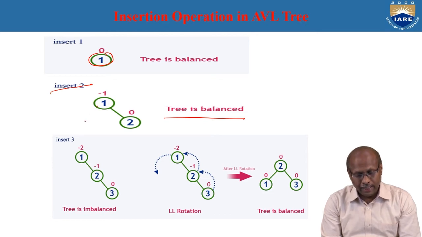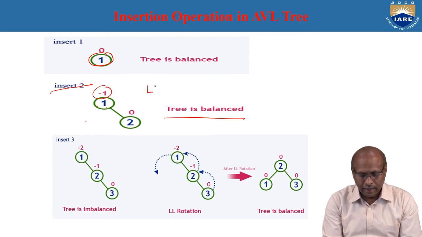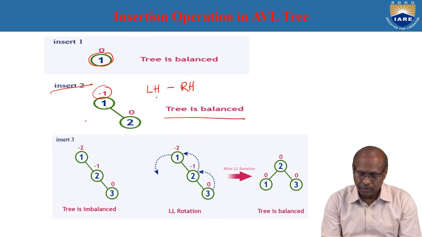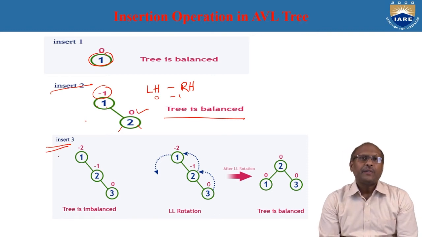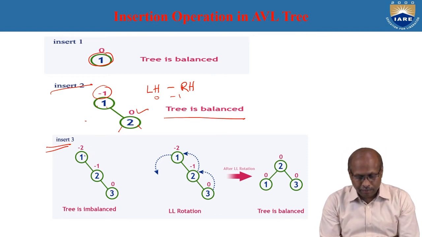Why? Because left height is 0, right height is 1. So 0 minus 1 is -1. Because always you have to subtract left height minus right height. For 2, left height is 0, right height is also 0. So 0 minus 0 is 0. So up to this no problem. Now when you insert 3, what happens? 3 is greater than 1, come right side. 3 is greater than 2, come right side.